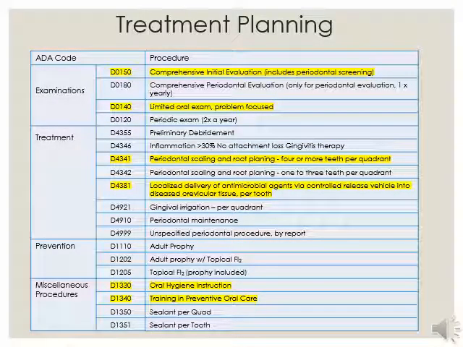These are the codes for her treatment planning. We want to do examinations. The first one will be the D0150, which is a comprehensive initial evaluation, which includes periodontal screening. In the following appointments, we want to do the D0140, which is a limited oral exam, only focused on the problem. For the treatment, we want to do the D4341, which is SRP for 4 or more teeth per quadrant.